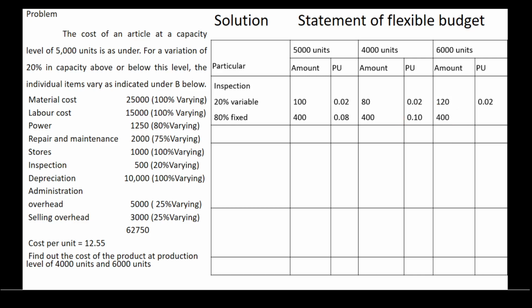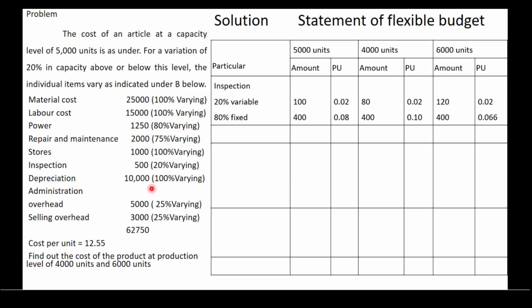And next for the 6000 units, here also the same amount, that is 400 rupees. So this 400 rupees is divided by the 6000 units. Now the cost per unit is 0.066. So this is the calculation of the inspection. And the next one, that is the depreciation.